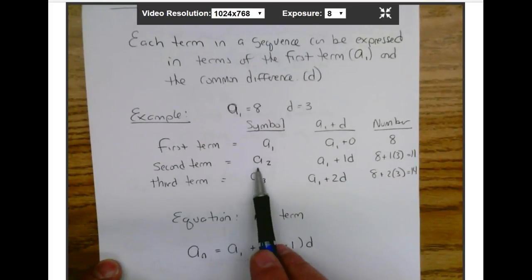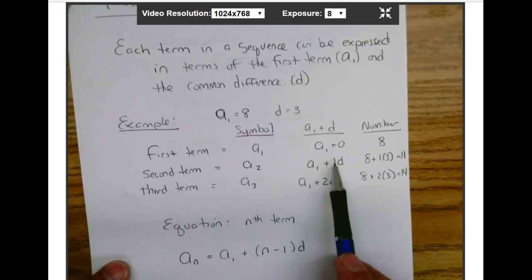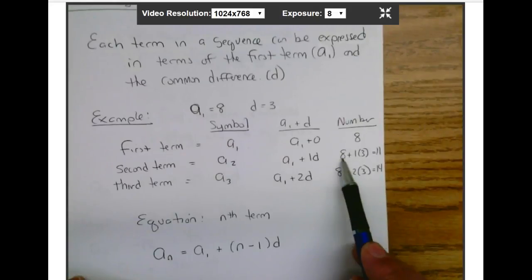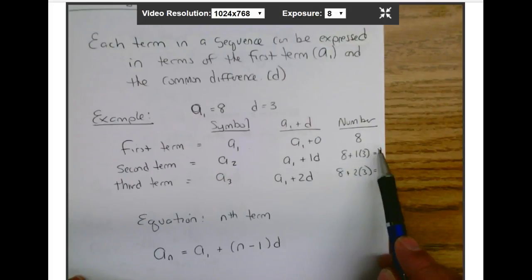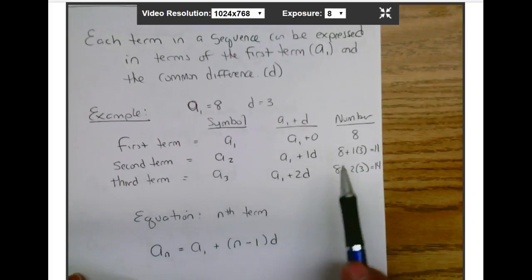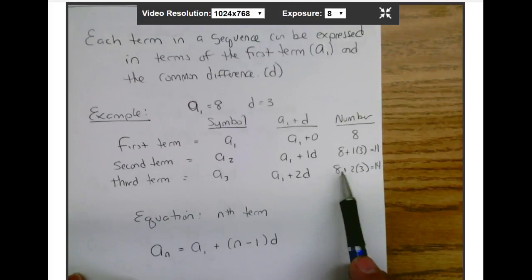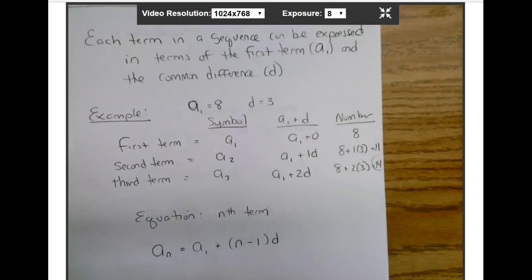Let's say we have the second term, A2. A2 is really just A1 plus the common difference one time. So that would be 8 plus 1 times 3, since the common difference is 3. We add them together and we get 11. So the second term would be 11. The third term, A3, would be A1 plus 2 times the common difference, so 8 plus 2 times 3, or 8 plus 6, is 14. So we know that third term would be 14, just by doing this math.